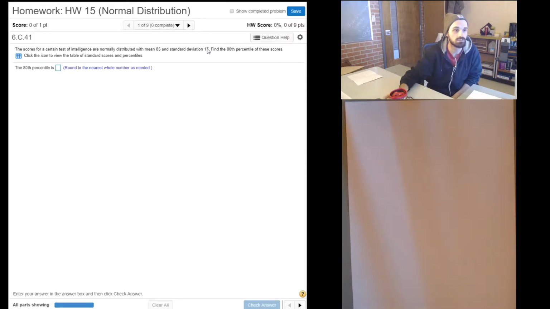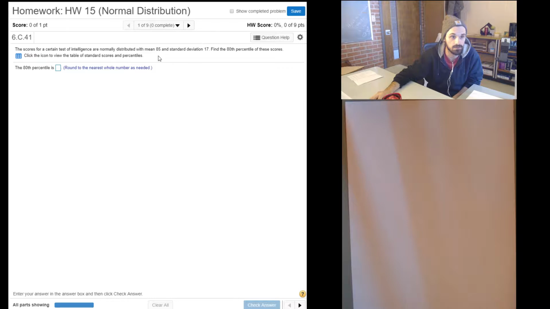All right, so the scores for a certain test of intelligence are normally distributed with a mean of 85, standard deviation of 17. Find the 80th percentile of these scores.